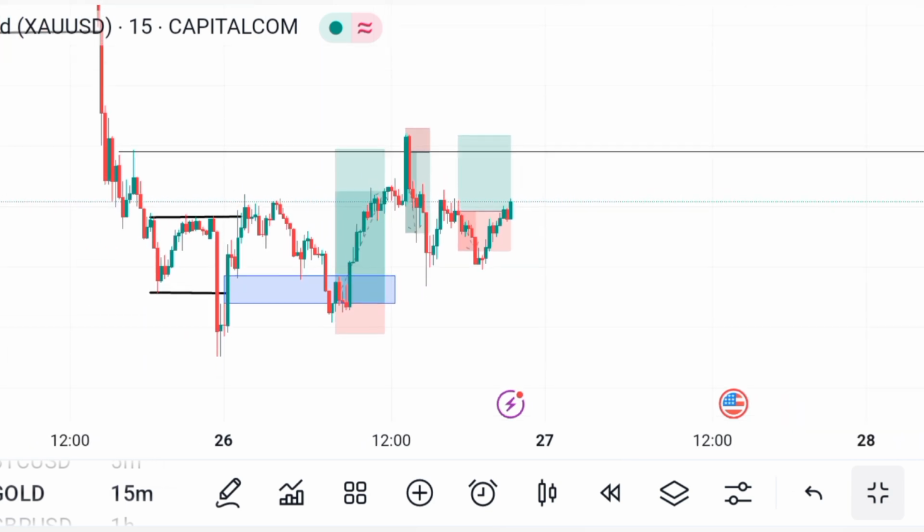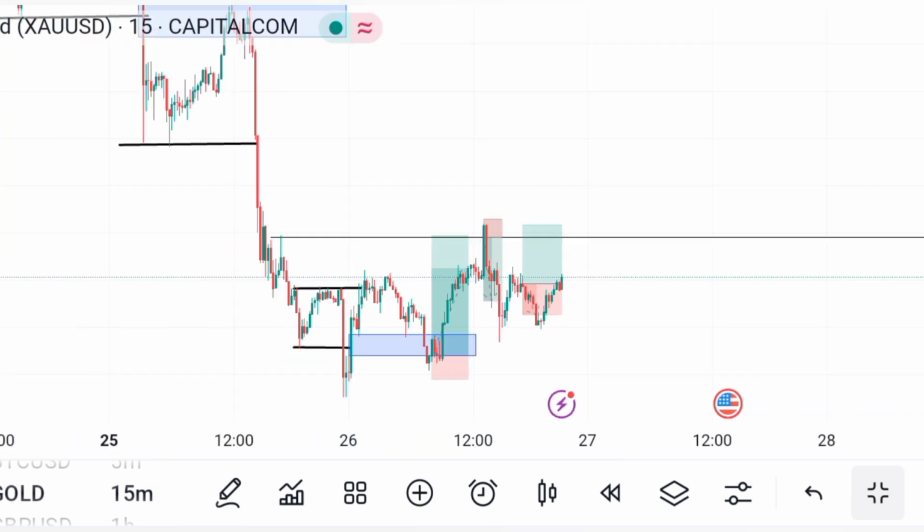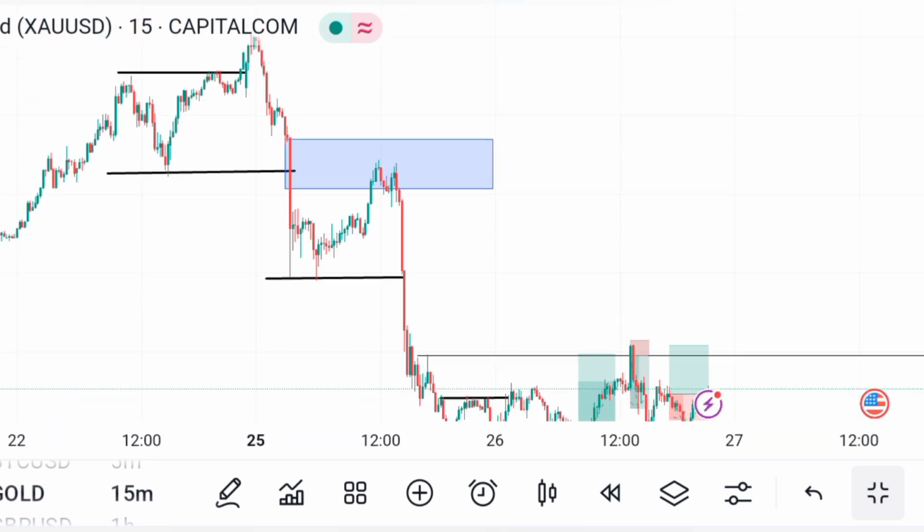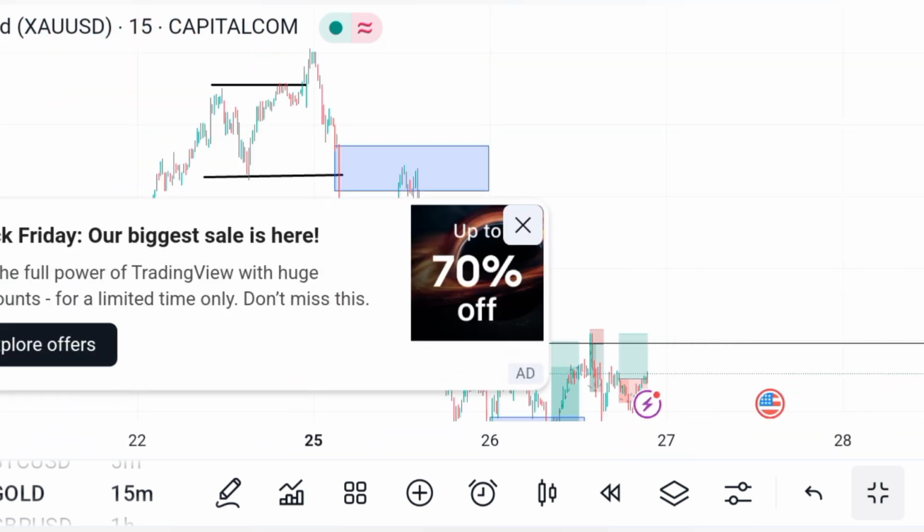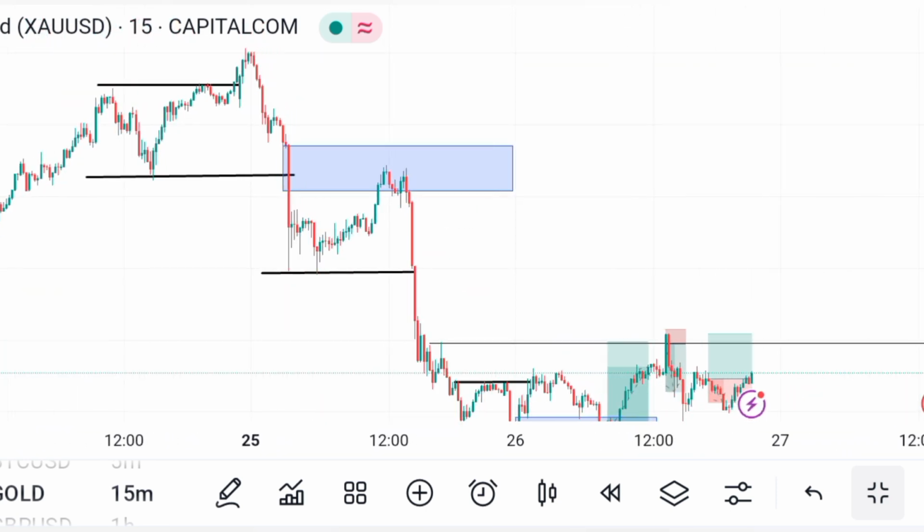So this strategy is really very good. If you master order block and fair value gap and you add it with liquidity and structure, actually you can get very good trades, guys.